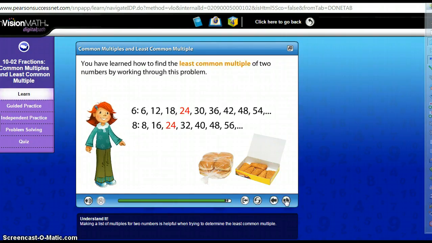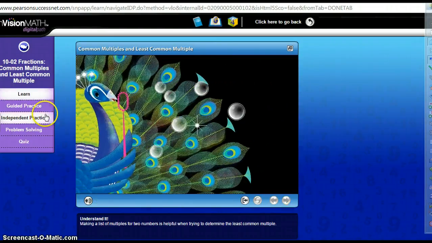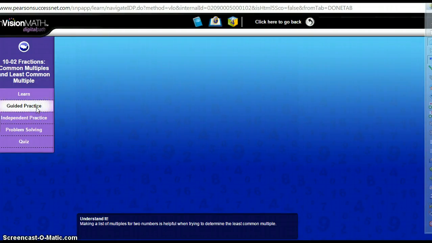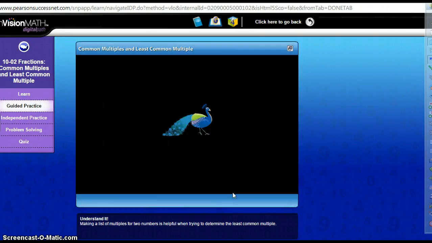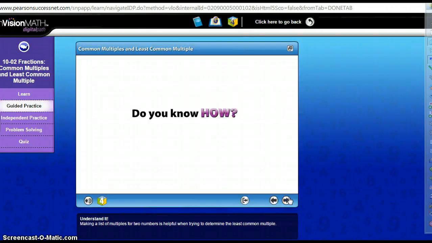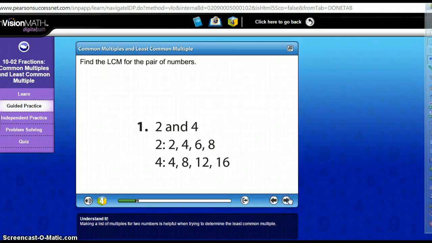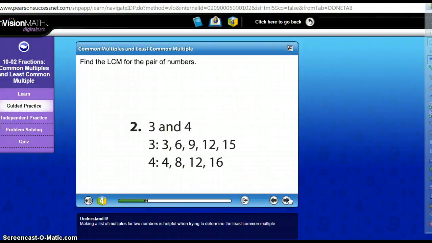You have learned how to find the least common multiple of two numbers by working through this problem. So let's look at the guided practice in your book. You should be on page 260. I'm sorry, 260 and 261 in your book. For the guided practice, we're going to skip numbers 1 and 2 because they did them for us.